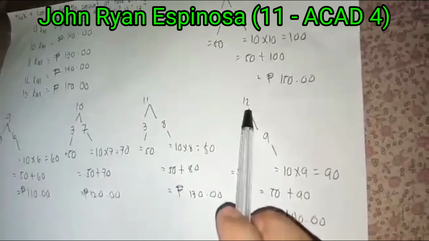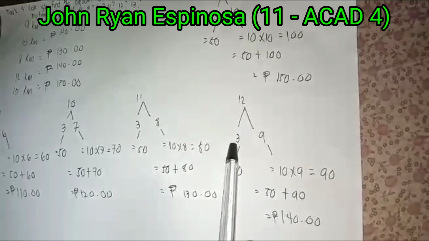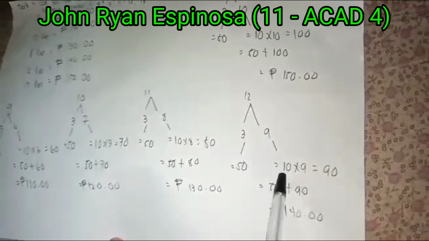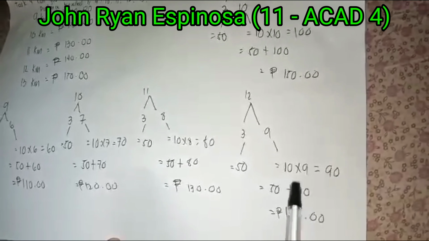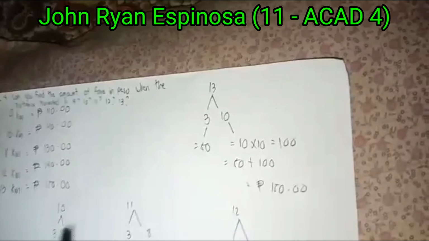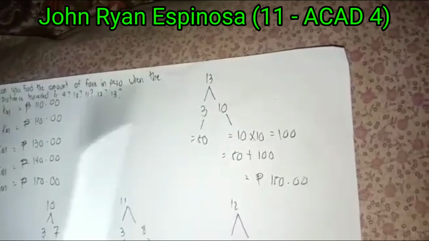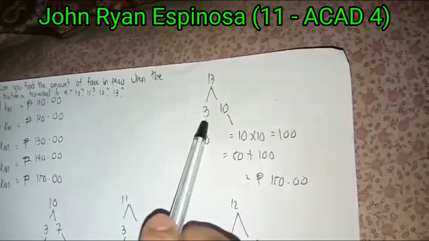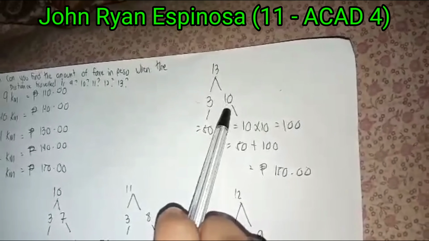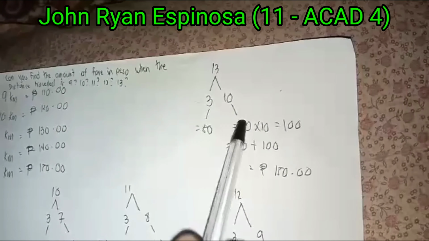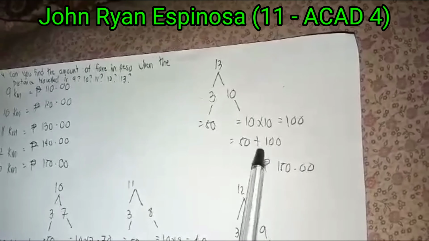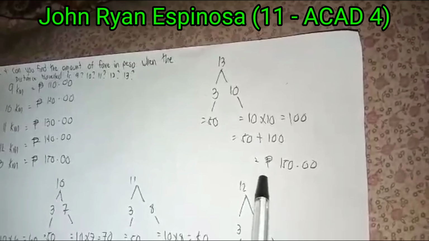Para naman sa 12 km, ihiwalay ulit natin yung 3 kilometers na nagkakahalaga ng 50 pesos. Then, i-multiply natin yung 9 sa 10. So, 10 times 9 equals 90. Then, add 90 plus 50 equals 140 pesos. At para naman sa 13 kilometers natin, ihiwalay natin ulit yung 3 kilometers na 50 pesos. Then, i-multiply natin yung 10 sa sobrang kilometers. So, 10 times 10 equals 100. Then, add 50 plus 100 equals 150 pesos.